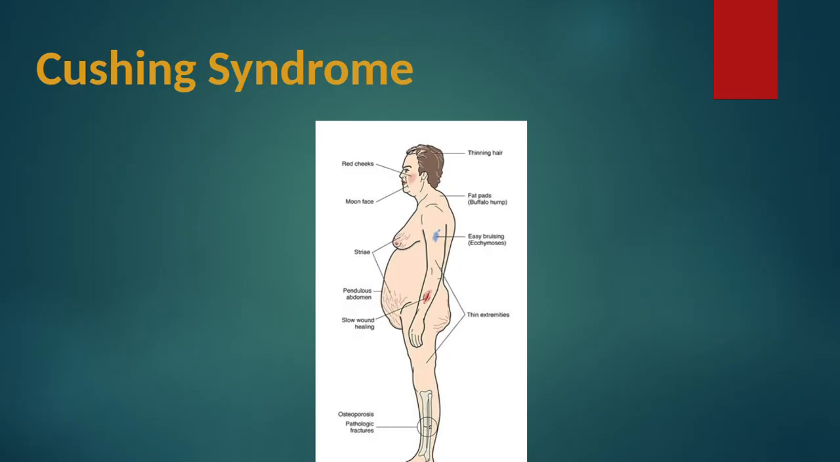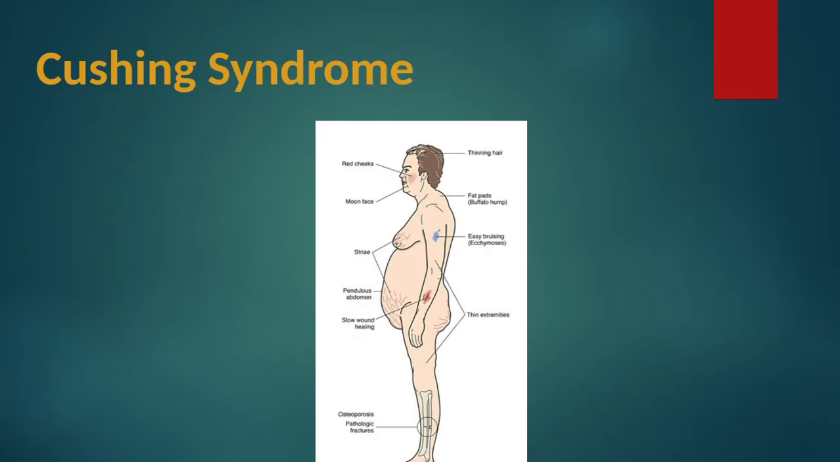Moving down the body, you'll notice fat pads over the upper back, called the buffalo hump, and central obesity, the buildup of fat around the abdomen while the arms and legs remain thin. Cortisol causes fat to be mobilized from the extremities and stored in the trunk and back, leading to this characteristic body shape. The pendulous abdomen, loose-hanging belly, is another hallmark of long-term cortisol excess.